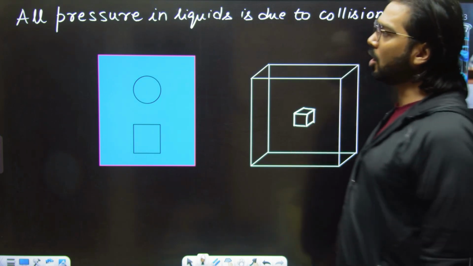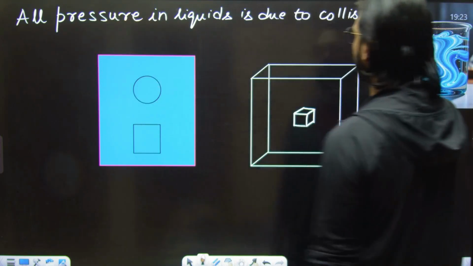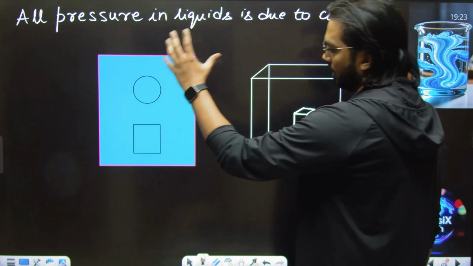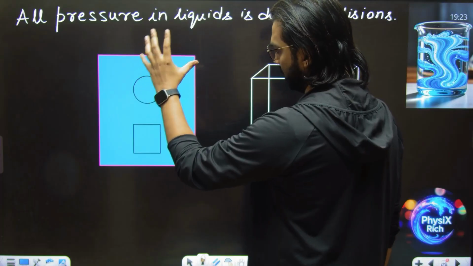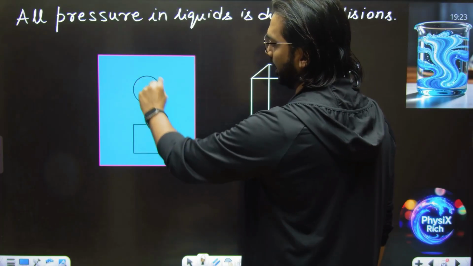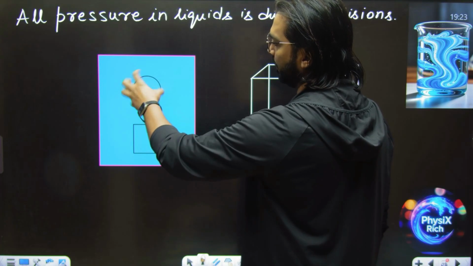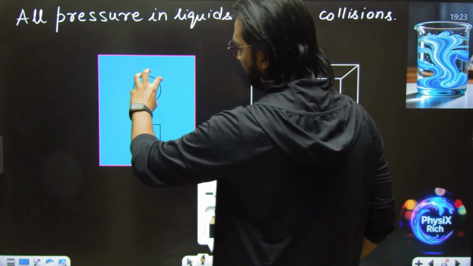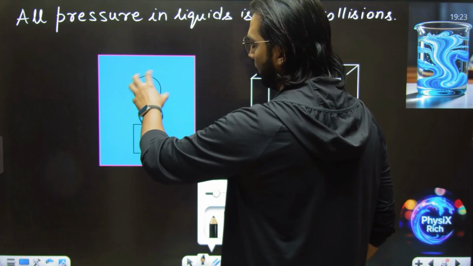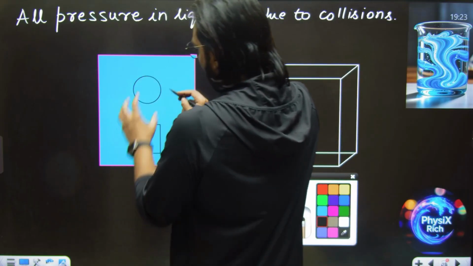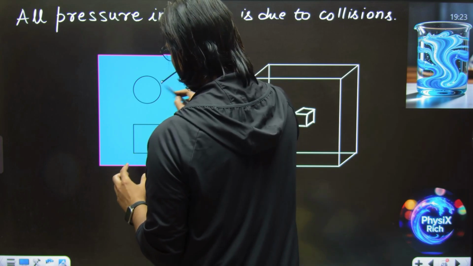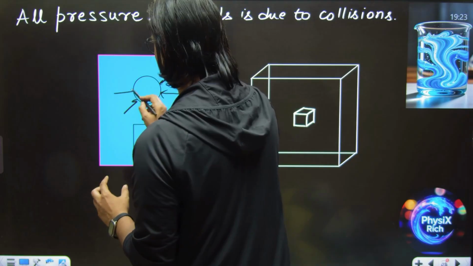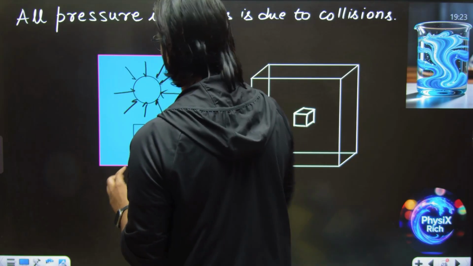Here, if we talk about pressure in liquids due to collisions, you see, guys, I have taken a container. And in this container, I have a sphere. It's a hypothetical sphere. What I see over here is that in this imaginary volume, all the molecules will try to come and they will try to hit in this manner. Okay, so we can say that the pressure will be acting in such a way.